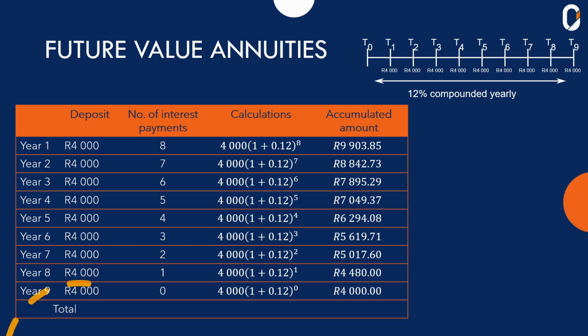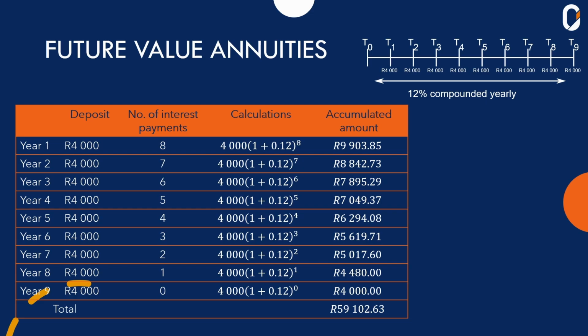hence it didn't gain any interest whatsoever. And hence the total money that will be in his account after 9 years, we just add up all those values he accumulated throughout the years, and that will give us a total of 59,182.63.